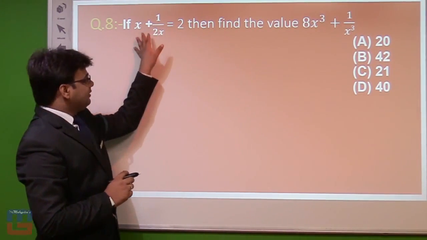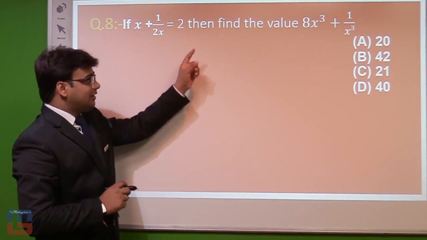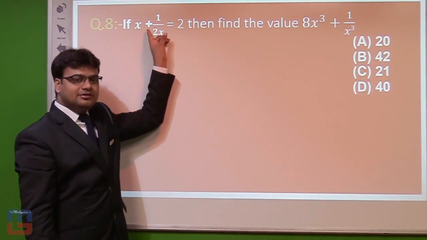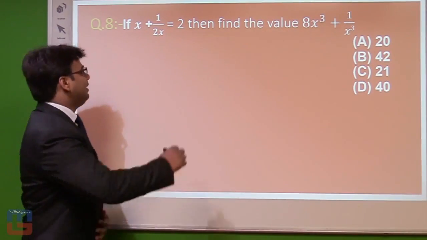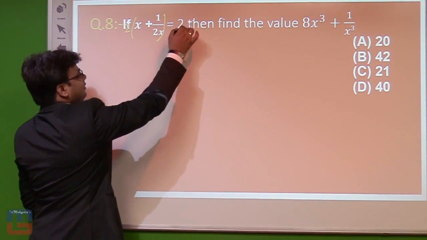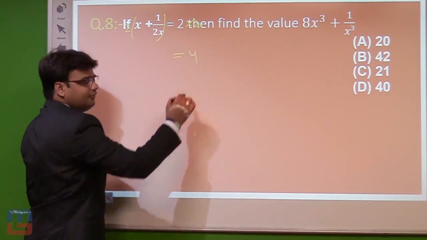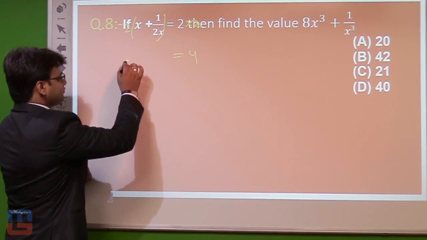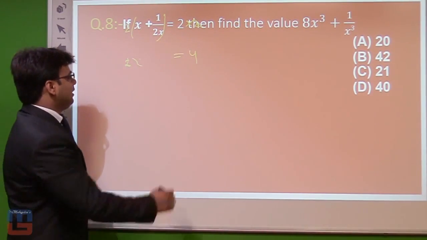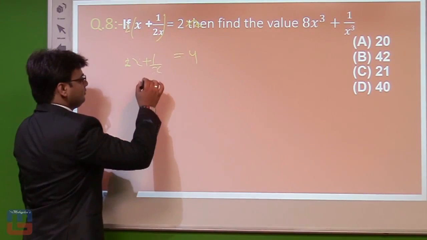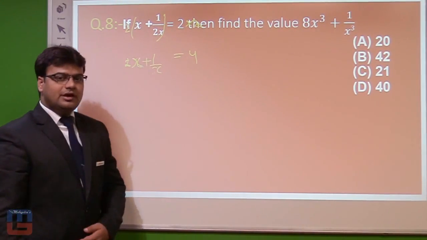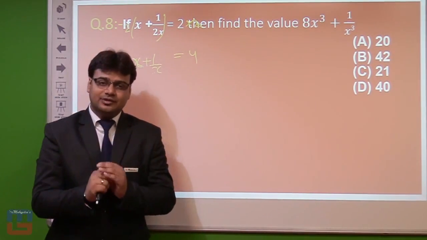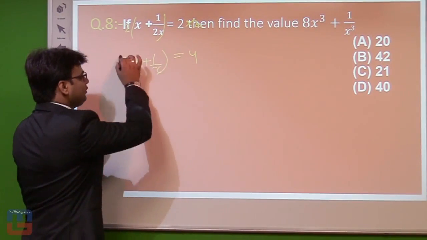In the given condition the denominator is 2x, but we require the cube. So we multiply the given condition by 2 on both sides, LHS and RHS. Then on the right side we get 4, and on the left side we get 2x plus 1 by x. What we require is 8x cube, so we cube both sides, left hand side and right hand side.